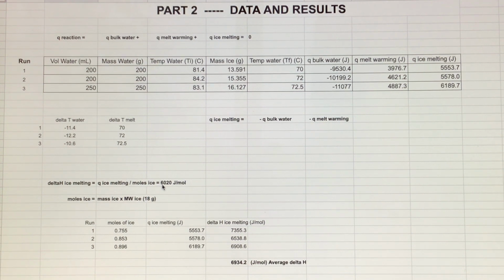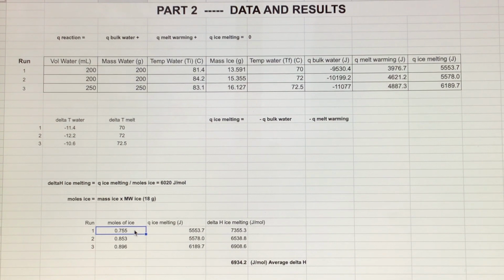So 6,020 joules per mole is the textbook value. So if you go on your textbook or on Google and you look for the heat of fusion of water, you will find this value. So we hope that our numbers will be close to this.